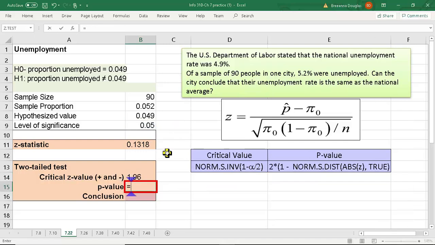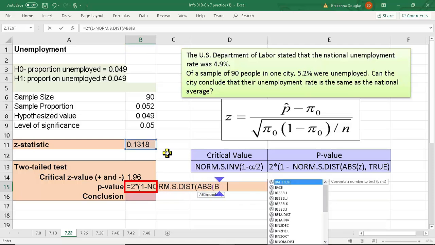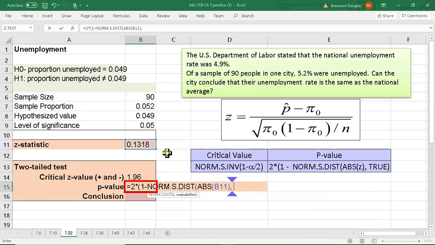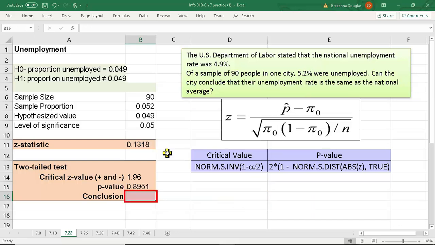For the p-value, we enter 2 times 1 minus norm.s.dist, enter the absolute value of the z-test statistic, which is located in cell B11, and true. We are now ready to state our conclusion.